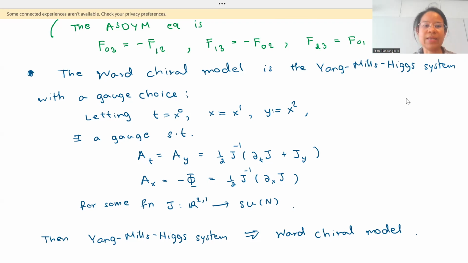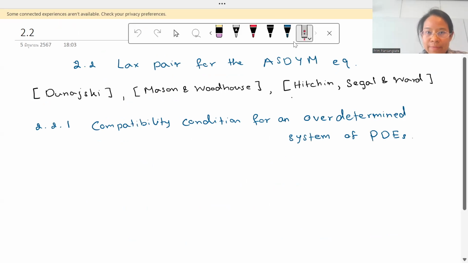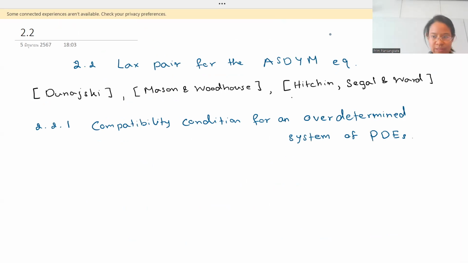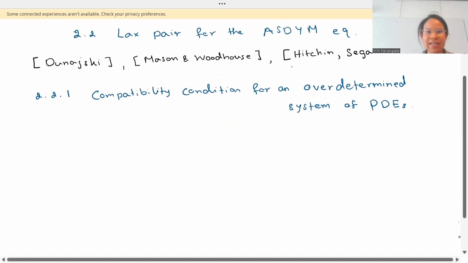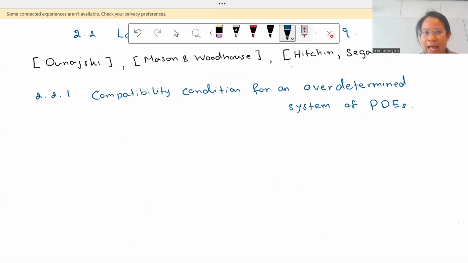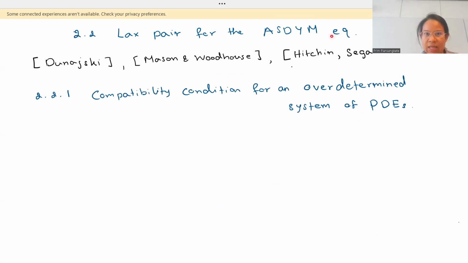Okay, so now I'm writing it here. So what are Lax pairs first? What is a Lax pair? A Lax pair is an overdetermined system of equations such that, if I say Lax pair for the anti-self-dual Yang-Mills equation, it's an overdetermined system of equations such that the anti-self-dual Yang-Mills equation is the compatibility condition for the overdetermined system.